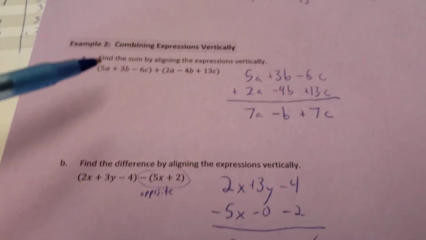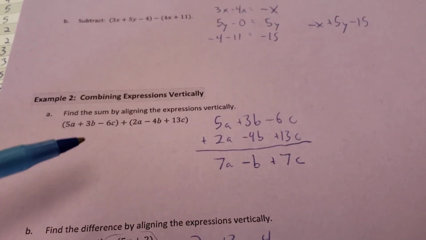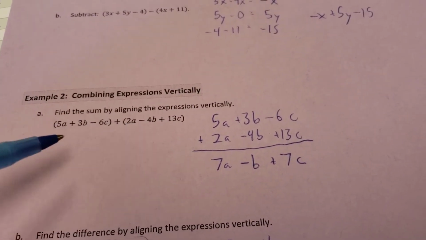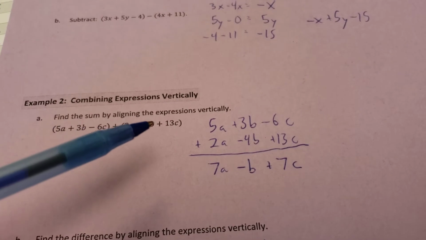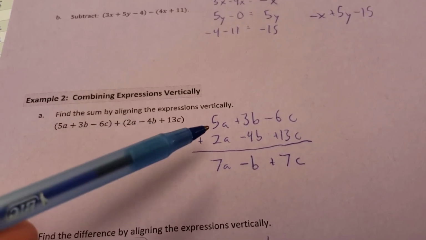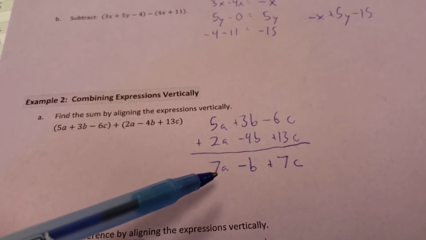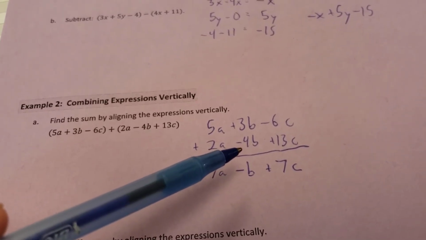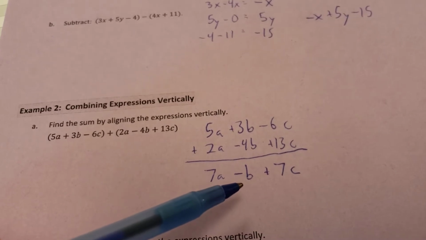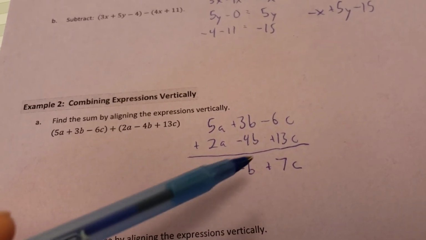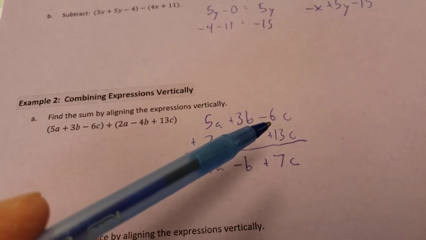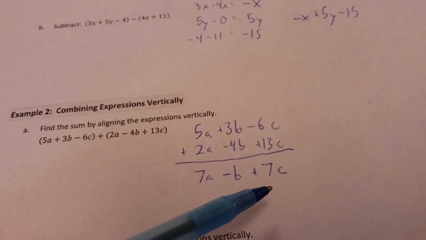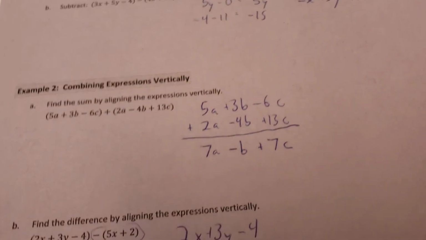All right? They want us to do this vertically now. So they line up the A's, the B's, and the C's on top of each other. And it's this chunk plus this chunk. So 5A plus 2A gives me 7A. 3B plus a negative, or just minus 4B, gives me a negative 1 of the B's. And then a minus 6C, which I'm going to treat like a negative 6C, plus a positive, so just plus 13C. A negative 6 plus 13 gives me 7C.